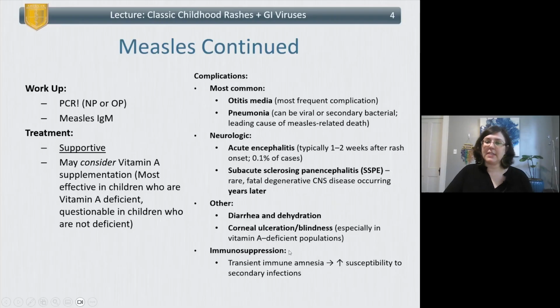And then you do have this very interesting transient immunosuppression that happens after a measles infection. You have a transient immune amnesia, particularly your T cell immunity. And that results in an increased susceptibility to secondary infections. So not only do you get infected, but for a period of time, usually a few months afterwards, you have this transient immune amnesia, which increases your risk for other types of infections as well.